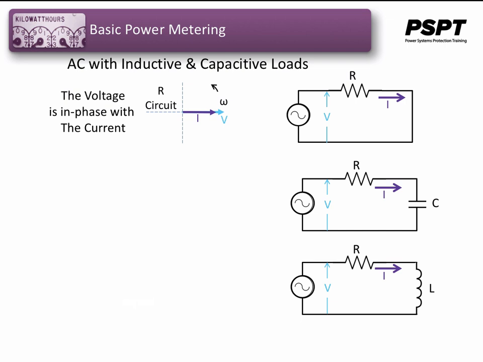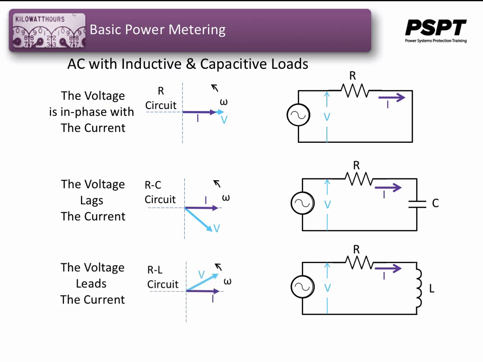Now let's look at the voltage and current phasors with inductive and capacitive loads, this time with some resistance introduced into the circuit. Just for comparative purposes, I am re-showing the results of a pure resistive load where the voltage and current are still in phase. For a resistive plus a capacitive load, the voltage still lags the current, but less than 90 degrees this time. Similarly, for a resistive plus an inductive load, the voltage still leads the current, but again, less than 90 degrees.